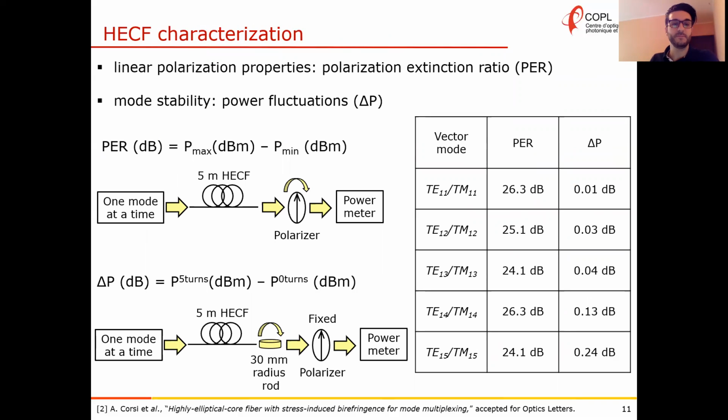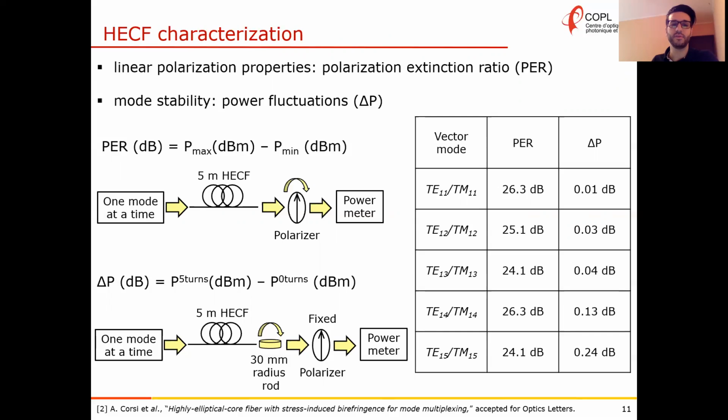So for the PER, what we did, we excited one mode at a time inside a 5-meter sample of our fiber, and by turning the polarizer 90 degrees, we were able to measure the maximum and minimum power, and we found values for the PER higher than 24 dB. So this means that the fiber modes have good properties for linear polarization.